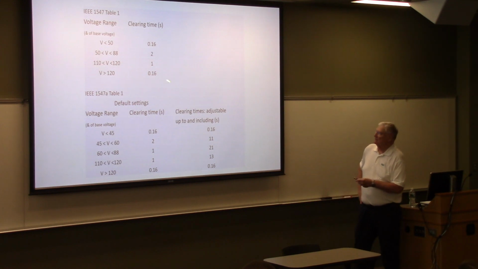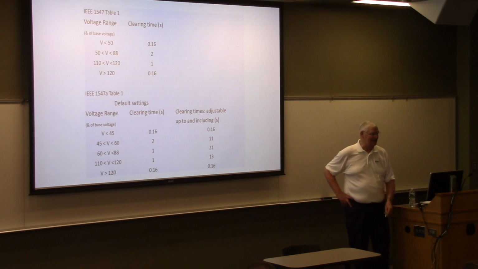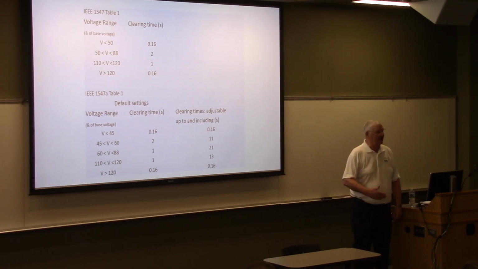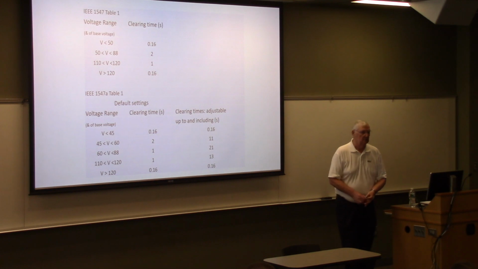This is 1547. And notice if you went down to 50% voltage, you were off in 10 cycles. 50 to 88, you were off in 2 seconds. 110, you were off in 1 second. And over 120, you were off in 10 cycles. Down here, look at the range of adjustability. There was no range of adjustability on those. Now, you can have up to 21 seconds at a voltage between 88 and 60%. So you got to stay on the line for up to 21 seconds to coordinate with their system if you're running at 0.6 per unit voltage.